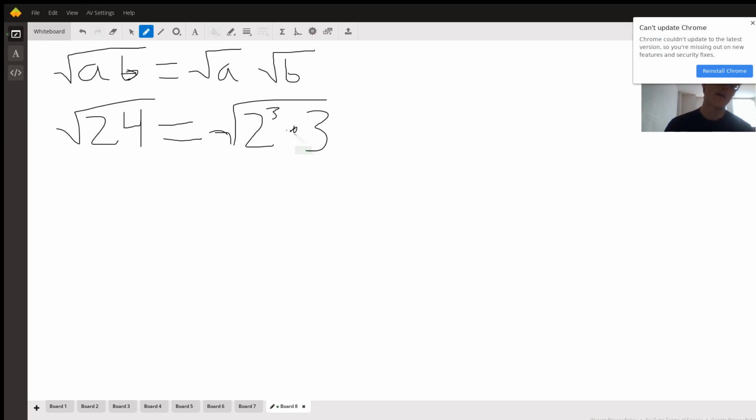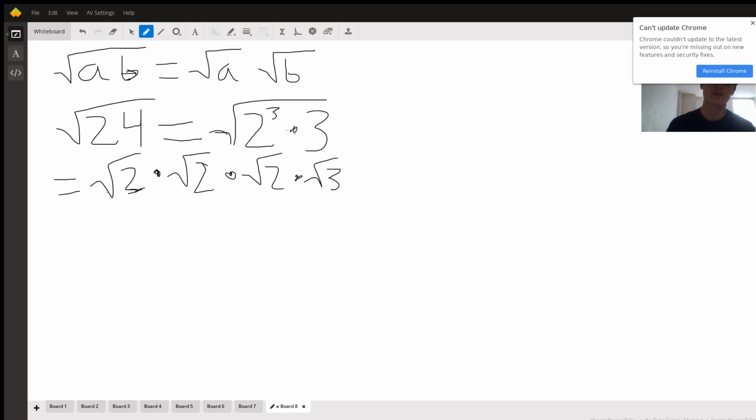Now, we can get then that the square root of 24 is equal to the square root of 2 times the square root of 2 times the square root of 2 times the square root of 3. All right. Now what can we do here? Is there anything nice we can say about that? It seems like we've just made it more complicated, right? We started with one square root, the square root of 24, and now we've got a product of 4 square roots.